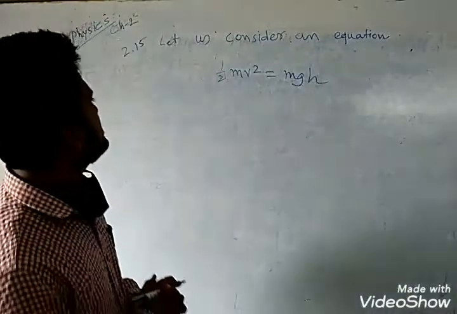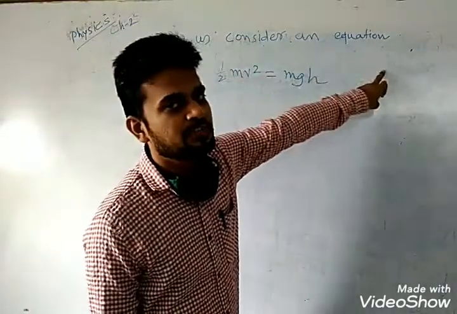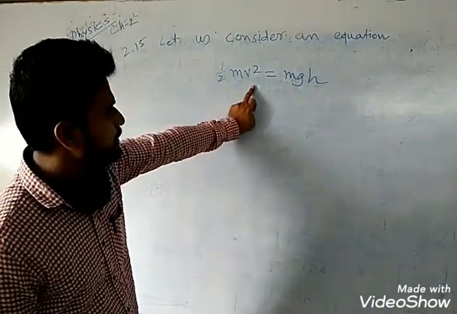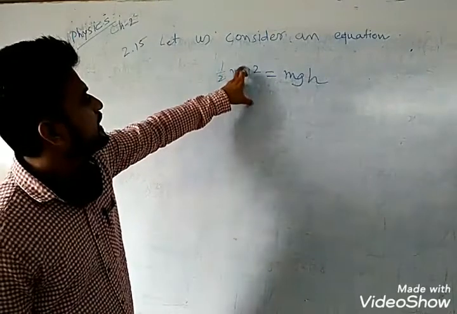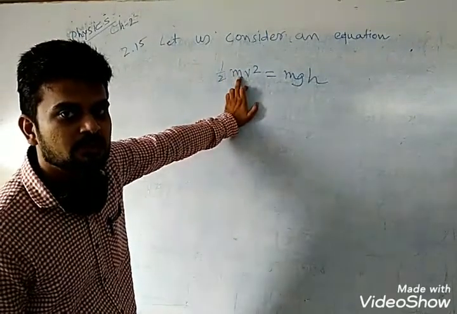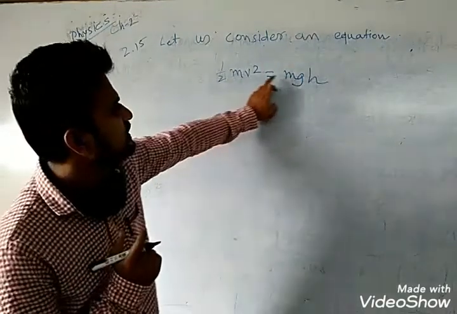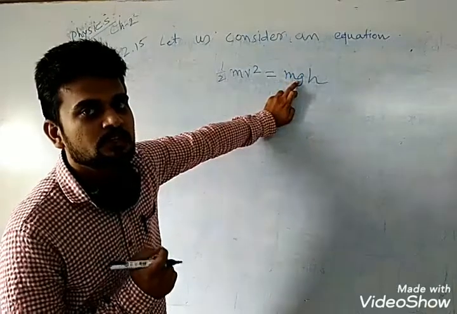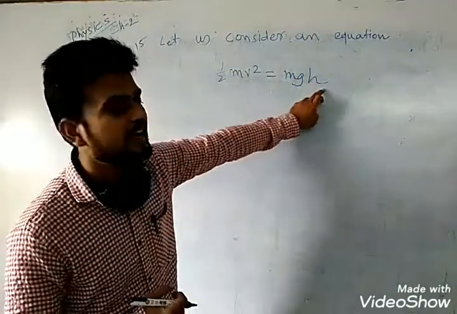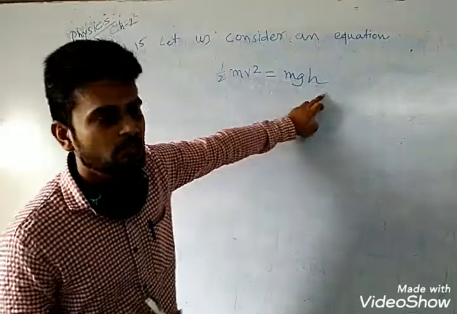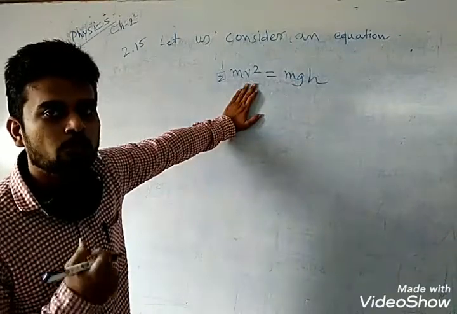Chapter second topic is example 2.15. Let us consider an equation 1/2 mv² = mgh, where m is mass of body, v is its velocity, g is gravity, meaning acceleration due to gravity, and h is its height. So here check whether this equation is dimensionally correct or not.